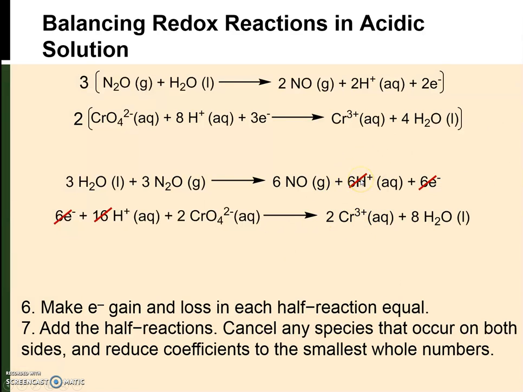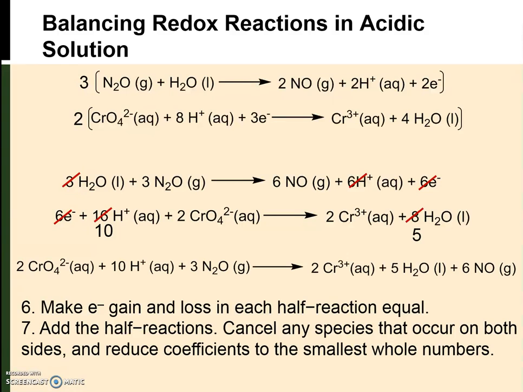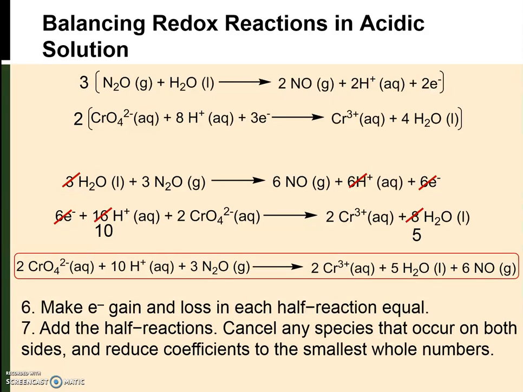products will cancel, and 6 of the protons in the reactants will cancel, so we'll end up with 10 protons in the reactants. And then we also have water on both sides of the equation, so 3 of the water molecules in the reactants will cancel, and 3 in the products, leaving us with 5 overall. So now if we actually add the two equations together, this gives us the overall balanced equation. And in some cases, we'll need to reduce the coefficients to the smallest whole number, but in this case, they're already reduced, so this is the final balanced chemical equation.